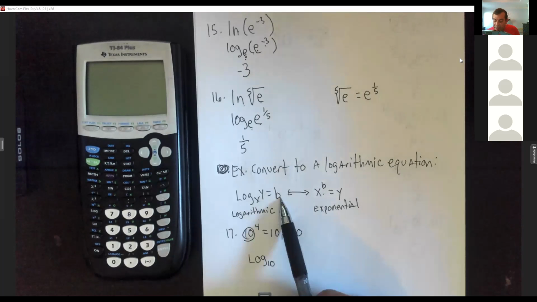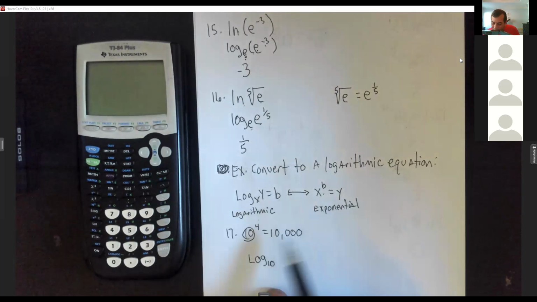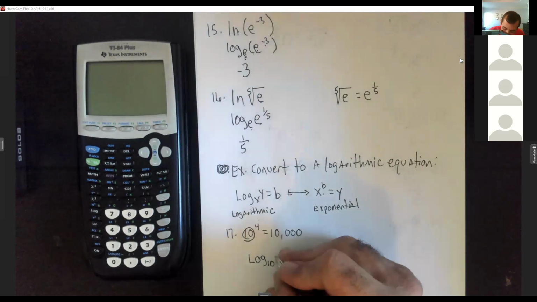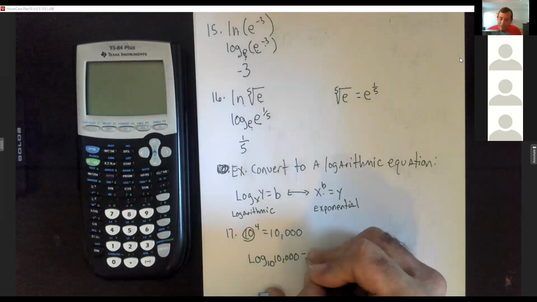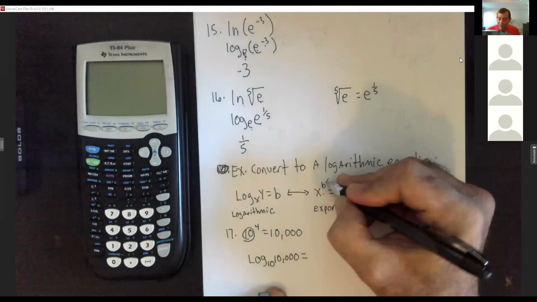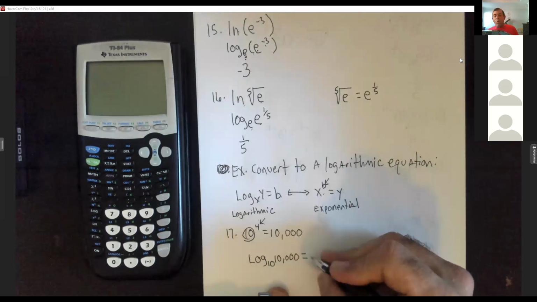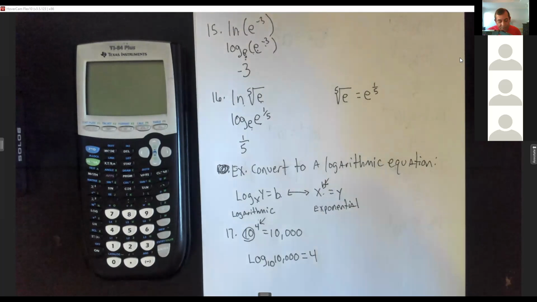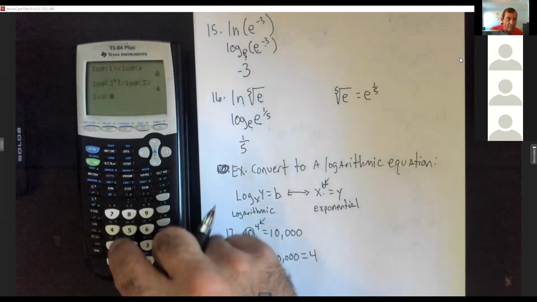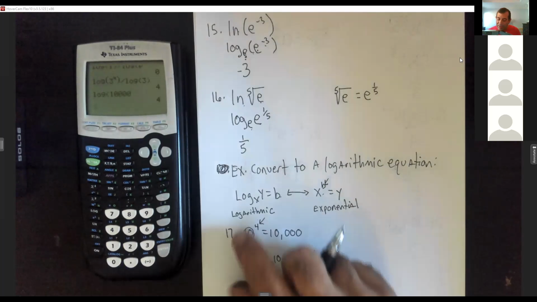All right, y is the result. So that's what it all equals. So your result is going to be the 10,000. And that's going to equal the exponent. So the exponent was 4. Now, check yourself and make sure you got this in the right order. All you got to do is punch in log 10,000. And y'all, I better get a 4 when I do that, okay? So that's how I check myself real quick.